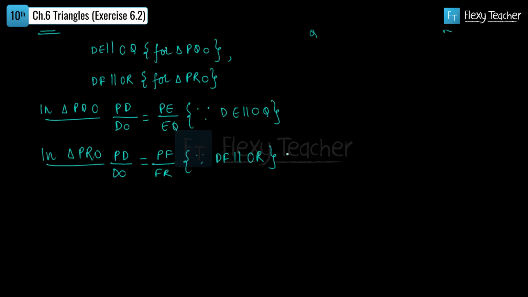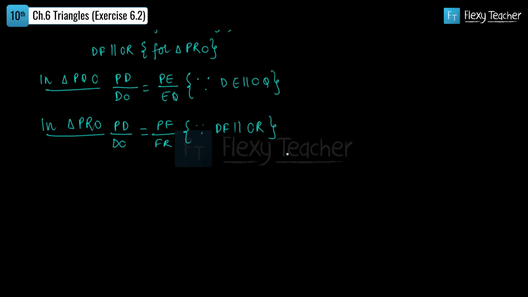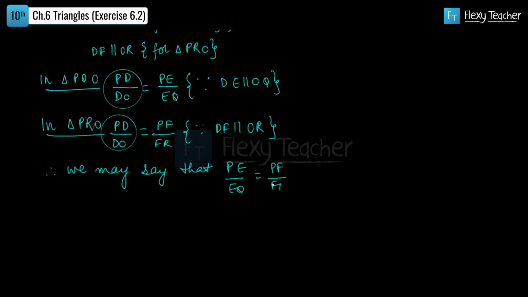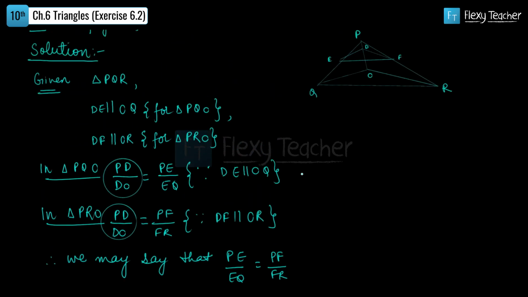Okay, now अब हम इन दोनों को closely देखेंगे. Like the previous sums also that we have done, we observe that PD and DO are common. Both the ratios are equal to PD upon DO. Therefore, we may say that PE upon EQ is equal to PF upon FR. Let us see where are these placed in the figure. PE upon EQ is equal to PF upon FR. Why? Because both of them are equal to PD upon DO.